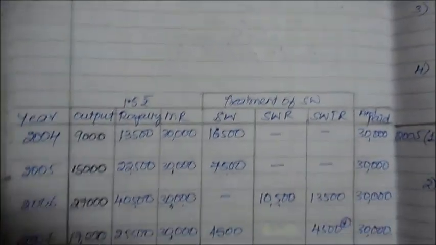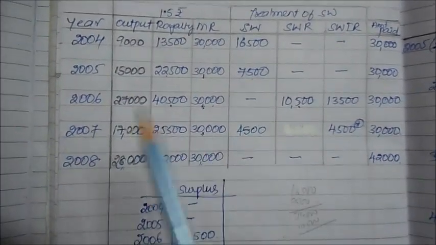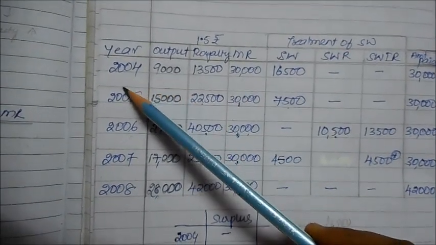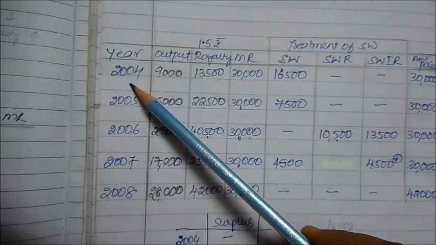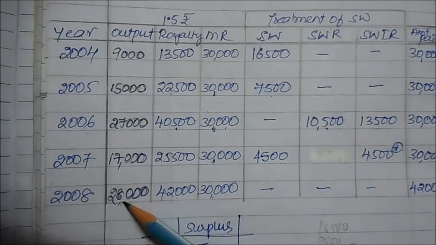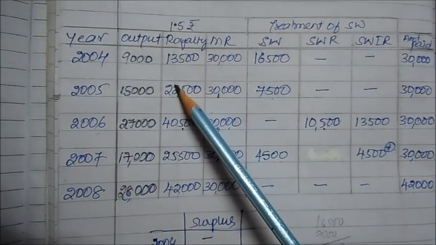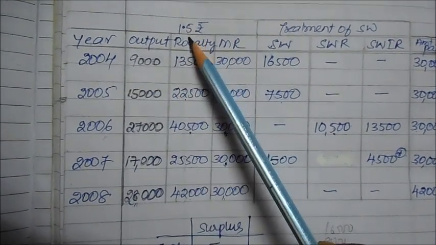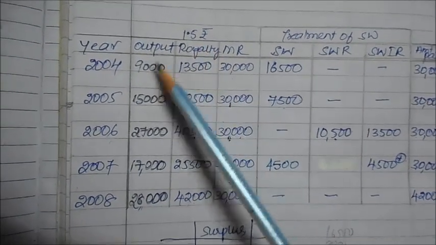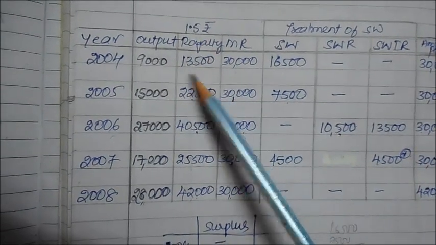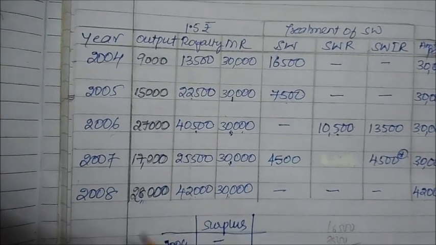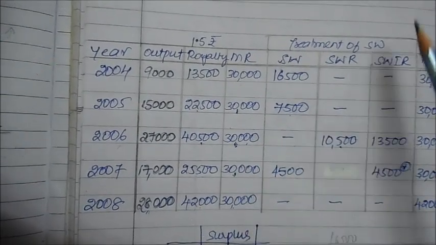Now for easy understanding, I have already prepared the table of analysis. Let us go year wise. It started in the year 2004, and the details are given for 5 years. Output is already given by the question. Royalty is calculated as 9,000 into 1.5, so units of production into rupees per unit. If you multiply these two, you will get 9,000 into 1.5, 15,000 into 1.5, and so on. Minimum rent is a component that is already told by the question.